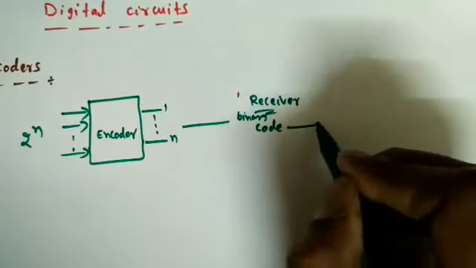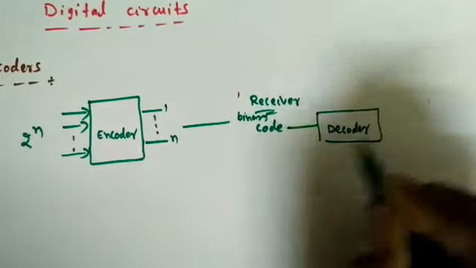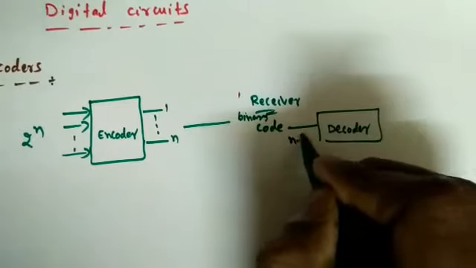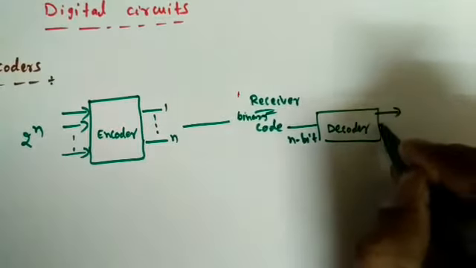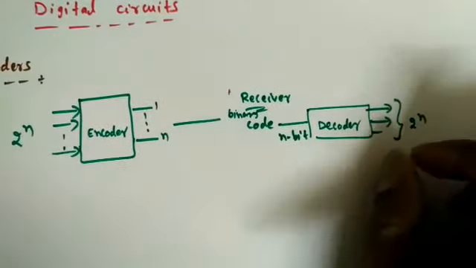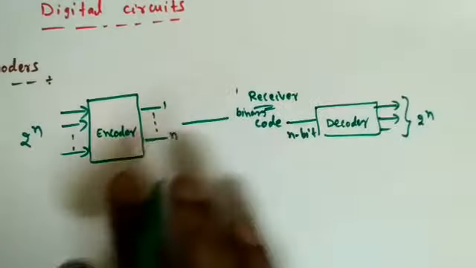So what we do is give it to a decoder. What will the decoder do? It will take this n-bit binary code, and it will reproduce our 2 power n data lines. That is, it will be converted into the original information. That is the process.